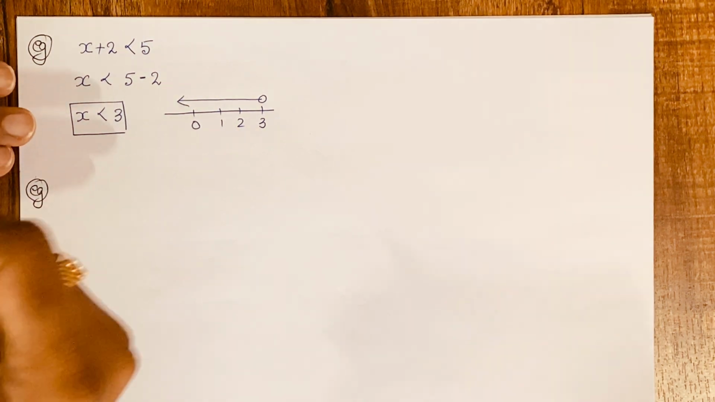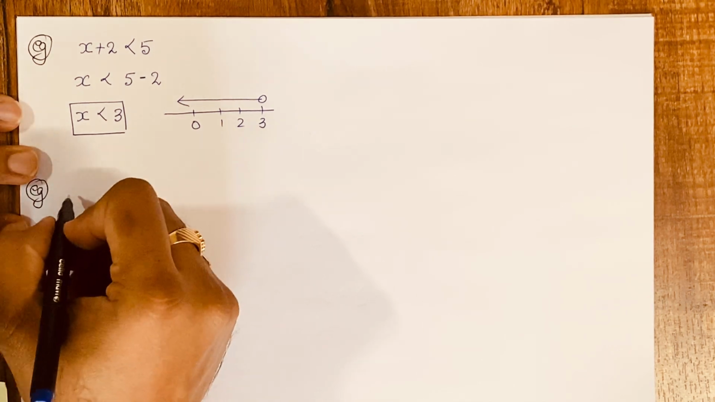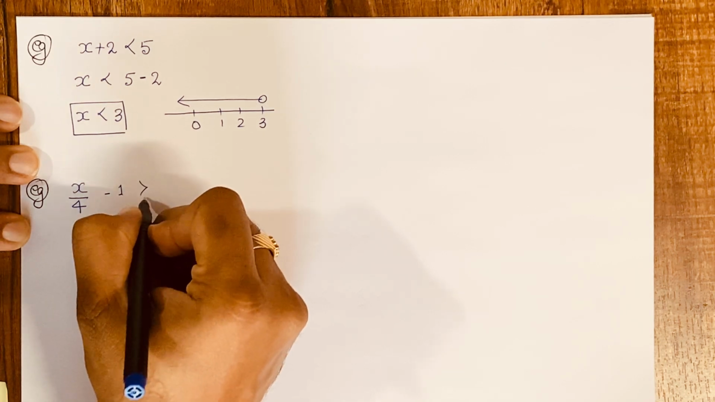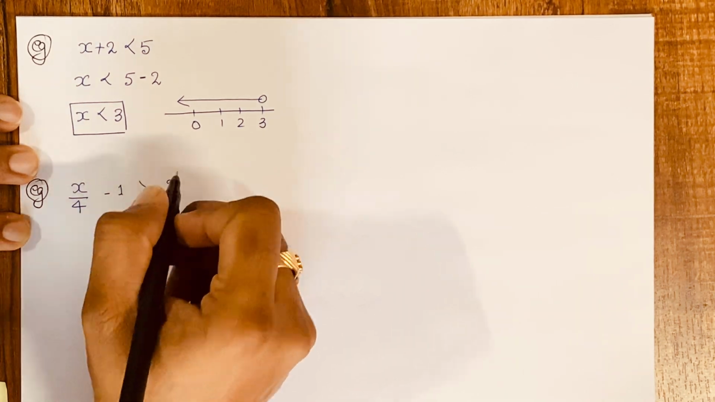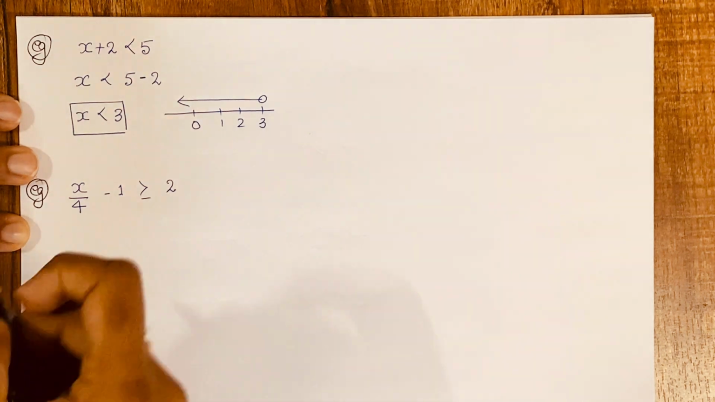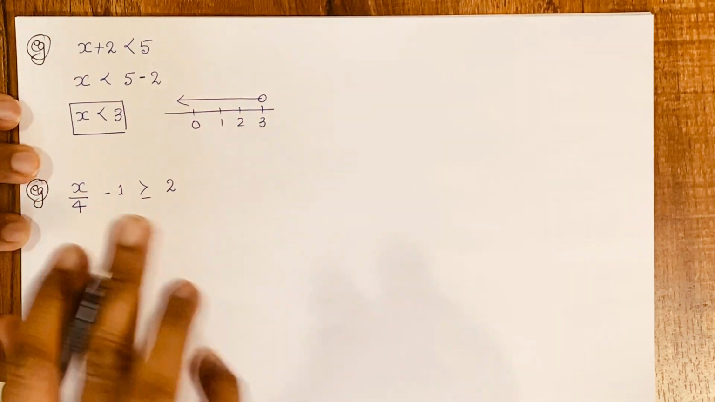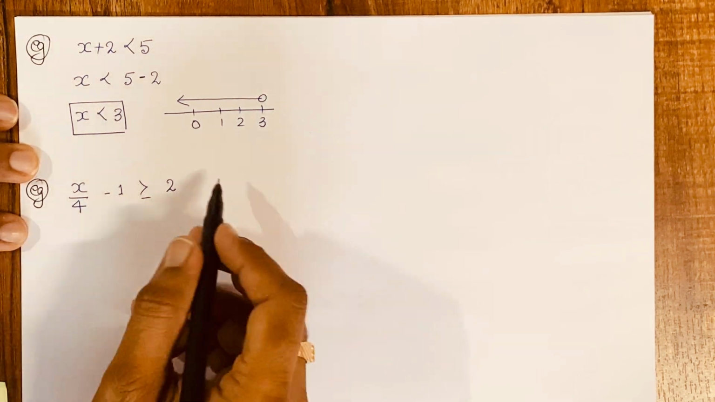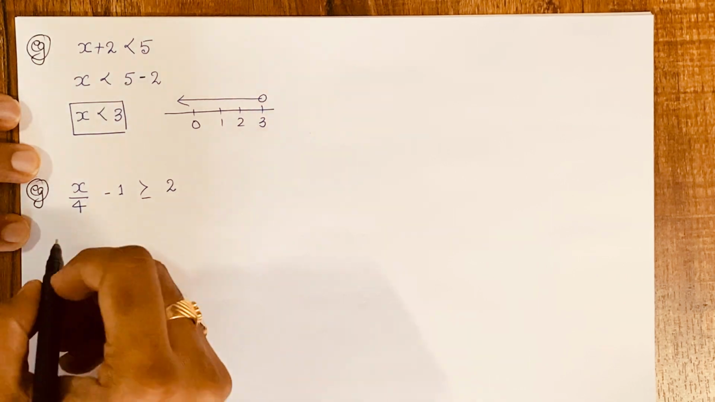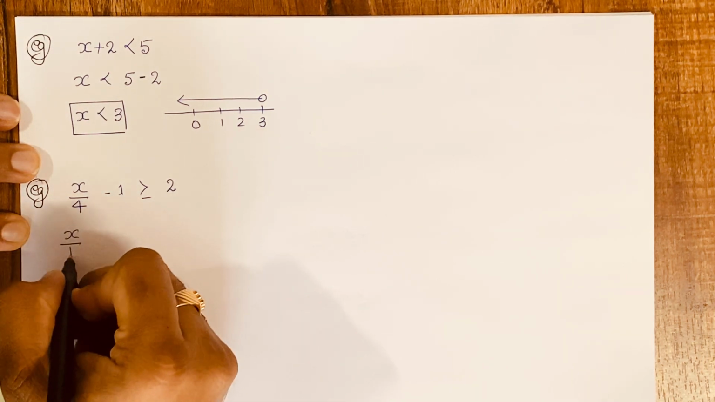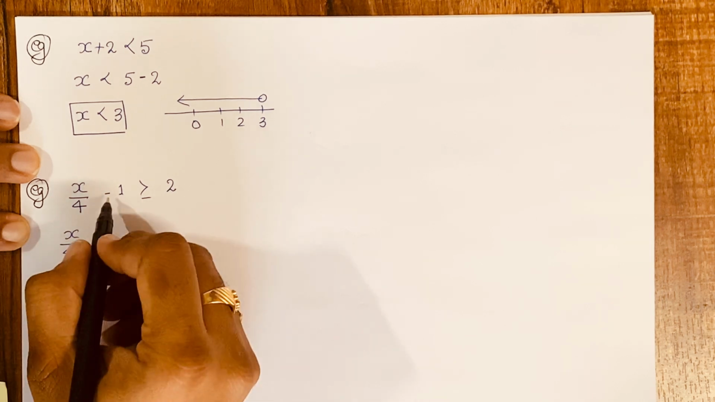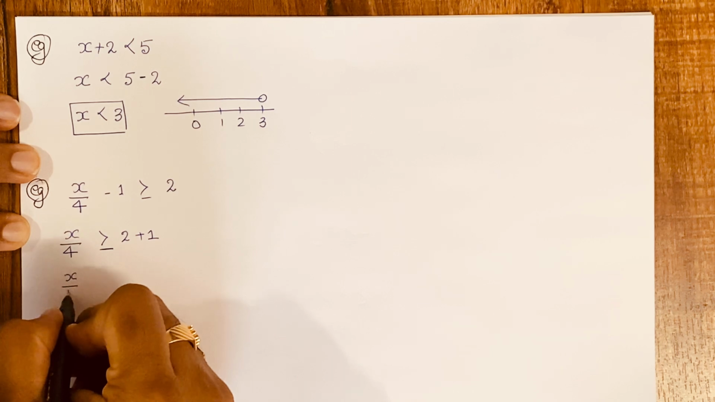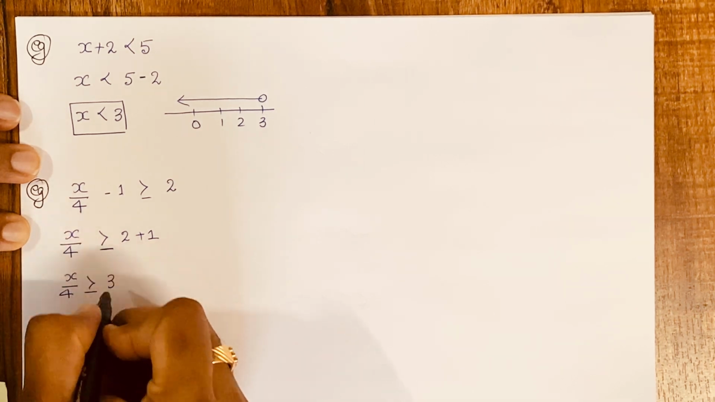For example, this time I am going to do a little more. Say x by 4 minus 1 is greater than or equal to 2, and I have to find the value of x. I'll go one by one. Don't try to find the LCM here. This -1 you can take on that side, and it becomes +1. So x by 4 is greater than or equal to 2 plus 1, which is 3.